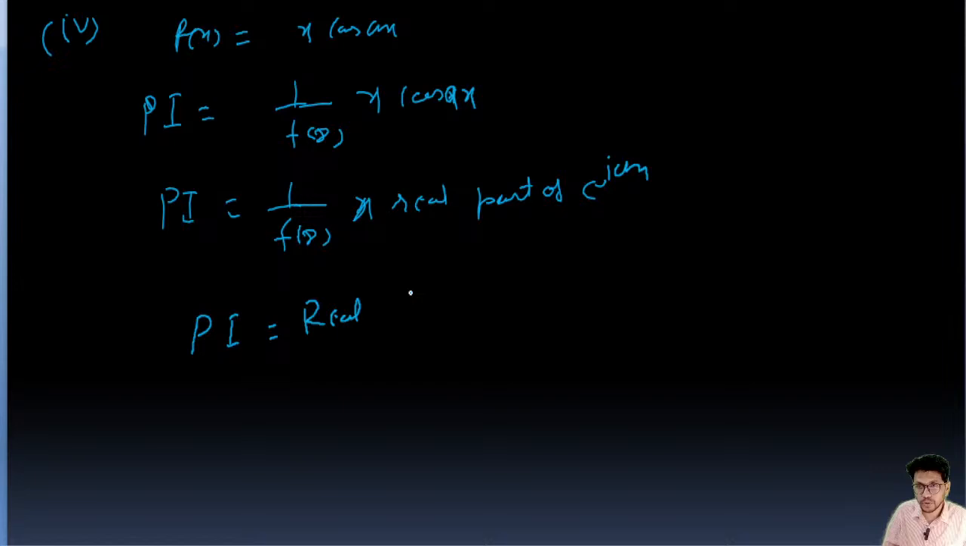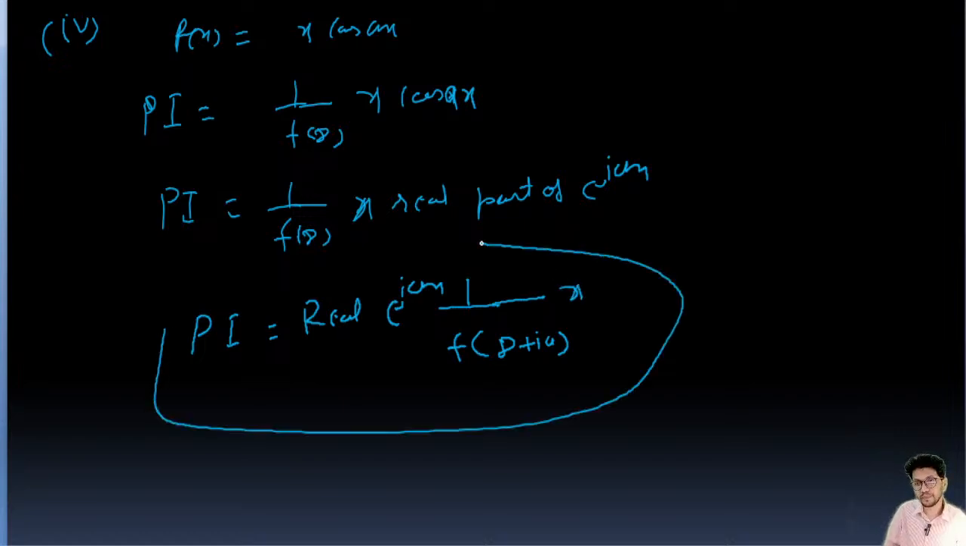I will solve a question, then it will clear your doubt. So this is going to be the real part of e^(iax), 1 upon f(D) with D replaced by D plus ia, acting on x, and then we'll solve it. I will solve the question, then it will clear your doubt. Okay, so let me just write it down.